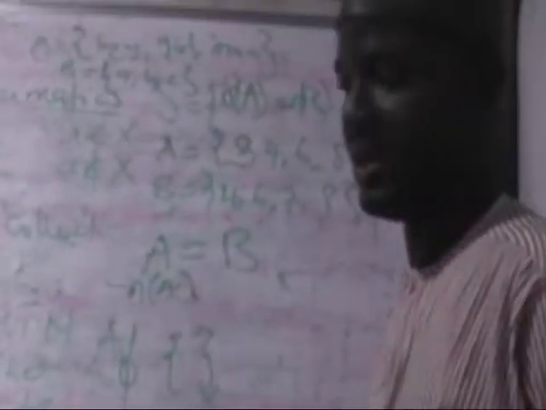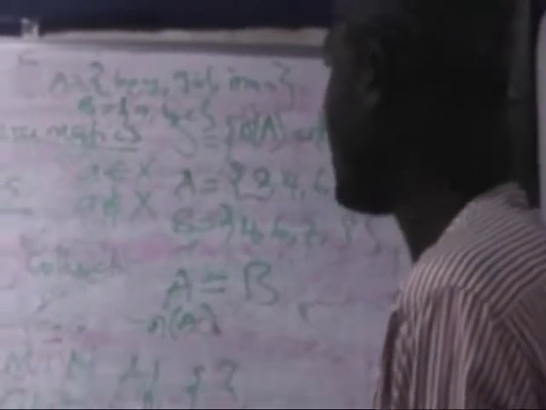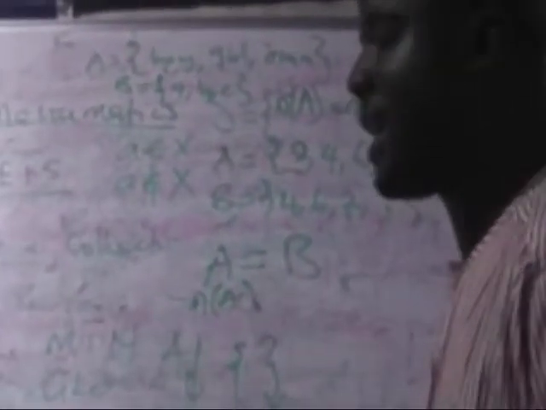That is all about set A. So that's all about equivalent set. The number of elements in A, which is the cardinal number, is equal to the number of elements in B. The next type of set we are going to look at is finite set.